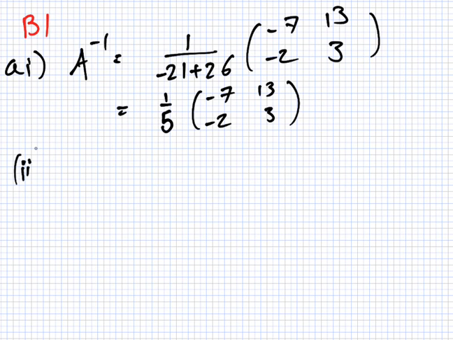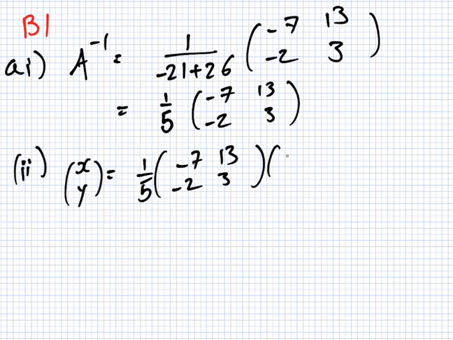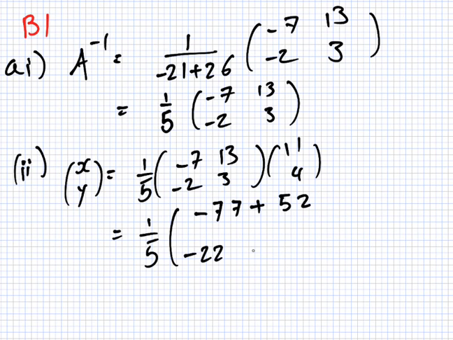Part 2 is to use this answer to solve that equation. So you see that x, y would equal this inverse times 11, 4. So we get 1 over 5 times minus 77 plus 52, I think, minus 22 plus 12.